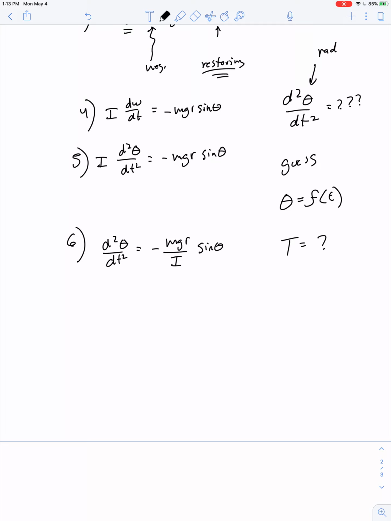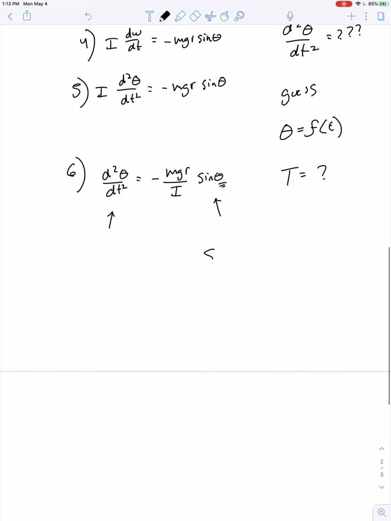Now here's where things get interesting. This is a differential equation. It says, are there any functions for which I can take the second derivative, and it gives me the sine of that function? I don't know any solutions for that. However, I want to invoke something known as the small angle approximation.